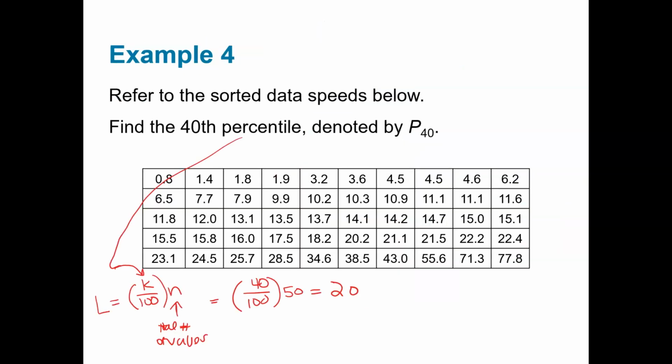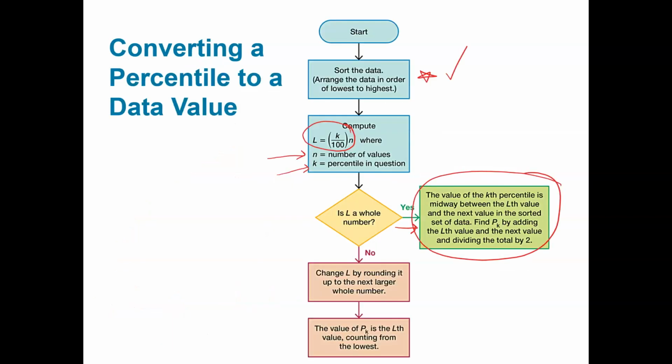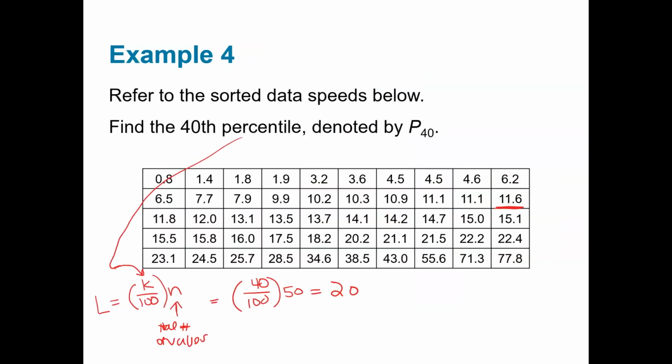So what is the 20th data value? Well, I know that these are in rows of 10, so I know that the 20th data value is 11.6. And to get the actual data value, I go midway between that value and the next value. Midway between 11.6 and 11.8. So I do 11.6 plus 11.8 divided by 2, and I would find that the 40th percentile is 11.7. Now you're just like, we did it and it was 11.8. Yes, but this is giving us kind of our best approximation here.